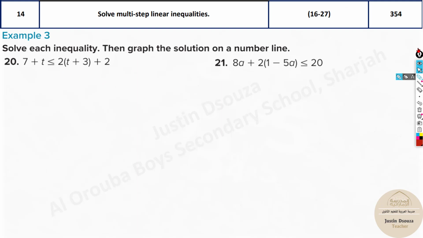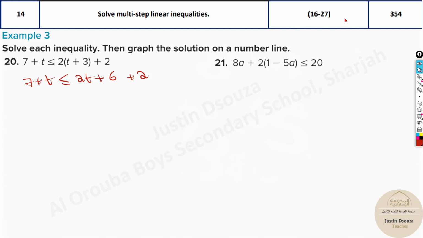Now, let's quickly try these. I wanted to show you in the calculator. Let's try this one. First, let's do the distributive property. 7 plus t less than or equal to 2t plus 6 plus 2. Now the t doesn't cancel. So there are two variables on both the sides.